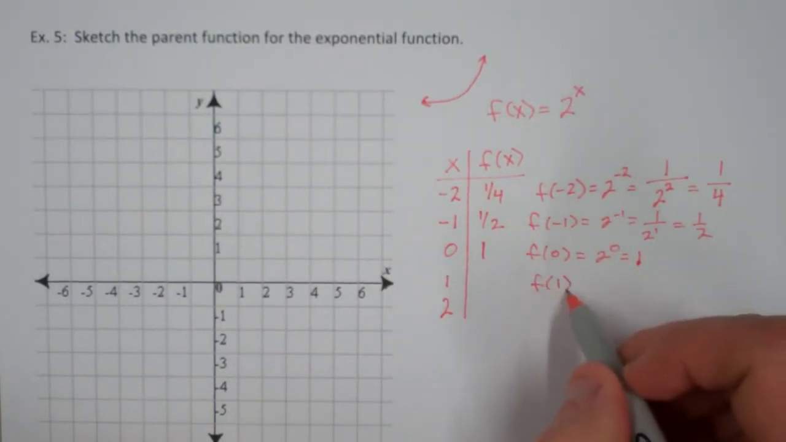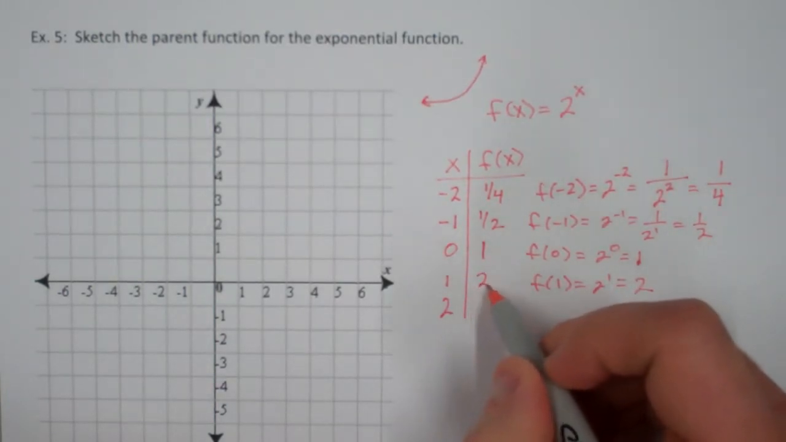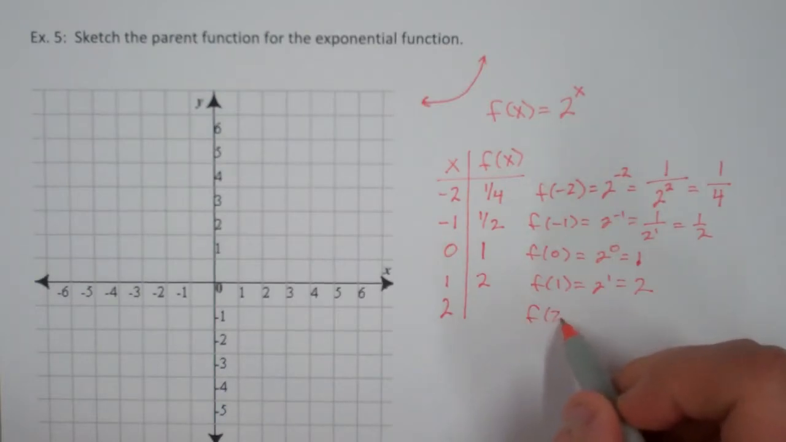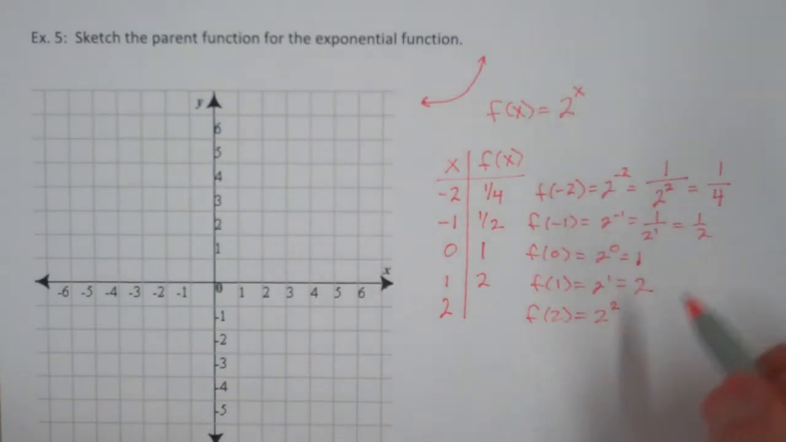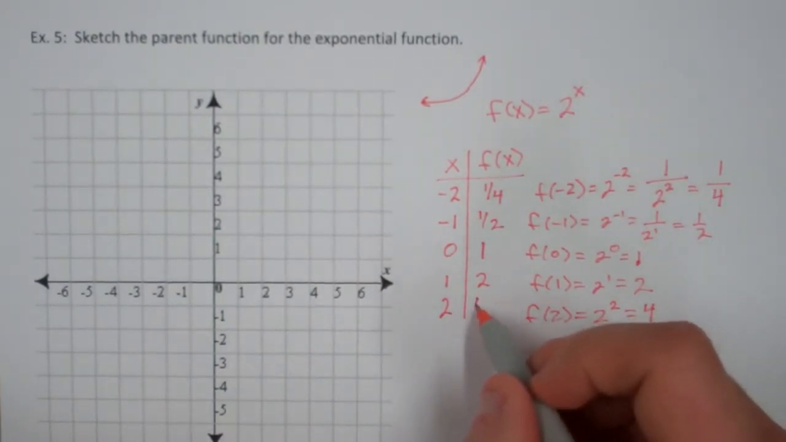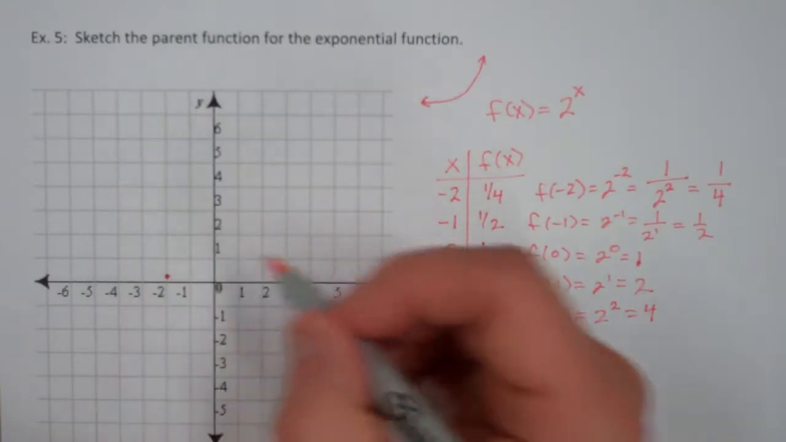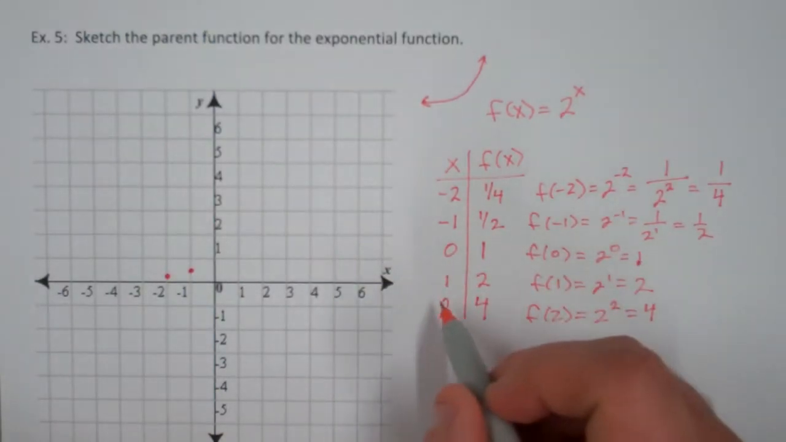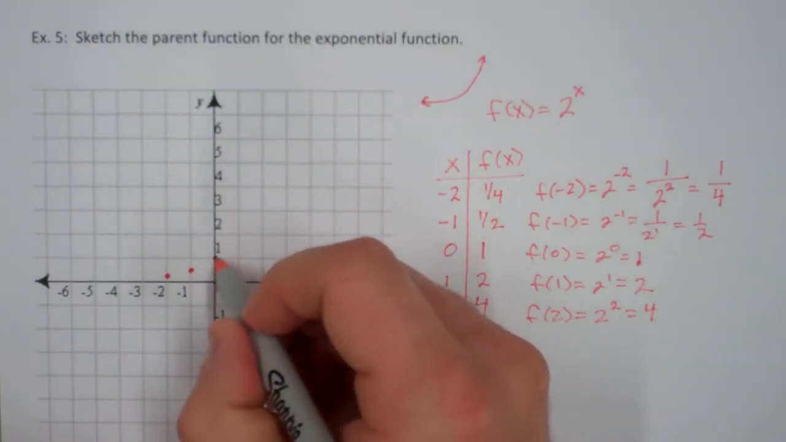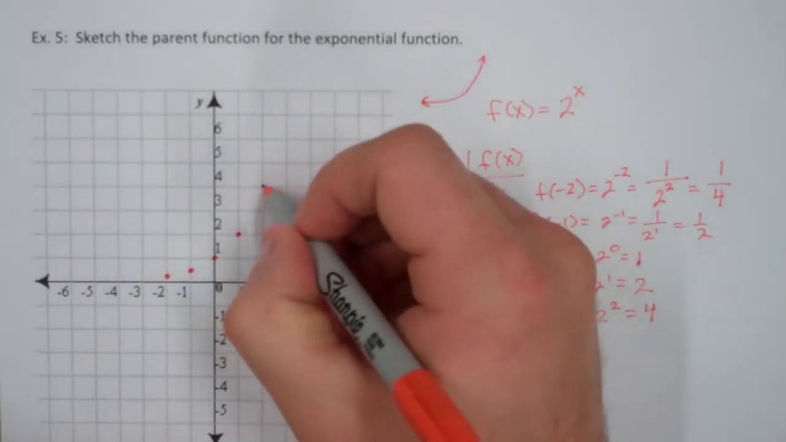Alright, we'll do f at 1 here. That's 2 to the first, which is just 2. Anything to the first power is itself. And then we've got f at 2, which is 2 squared. Notice how we're replacing the x, and that's 4. Negative 2, up a quarter is here. Negative 1, up a half is there. And we've got 0, 1, and we've got 1, 2, and then 2, 4.